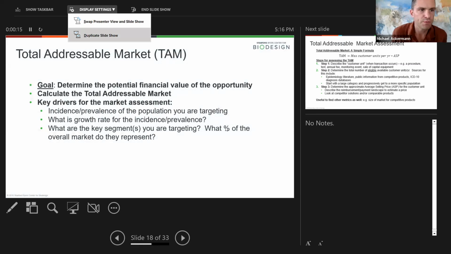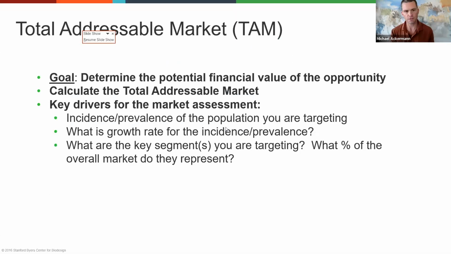Next, total addressable market. You guys have looked at this in some way before, but now you get to do it in a way that's more precise, because you know what the product is, and you can get a sense of the pricing and factor that in. So you want to look at a few key things here: what's the incidence and prevalence, how is it growing, and most importantly, what are the key segments that you're actually targeting. If it's heart failure, it's not everybody with heart failure. It's the people with heart failure for whom your product is best going to target.